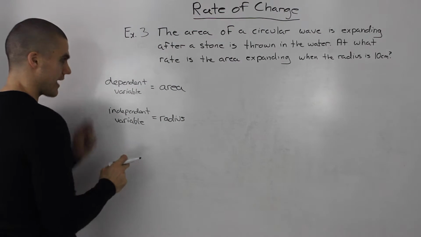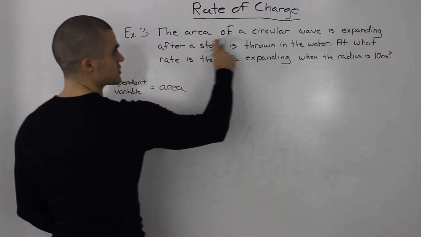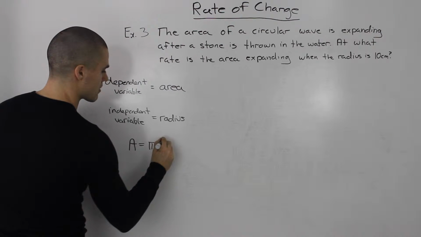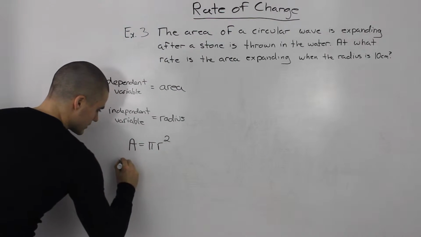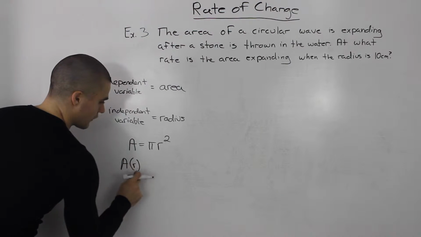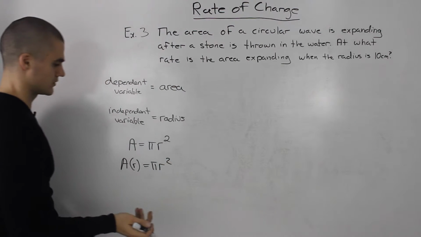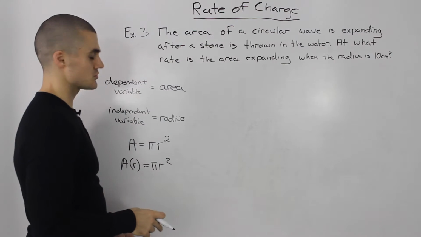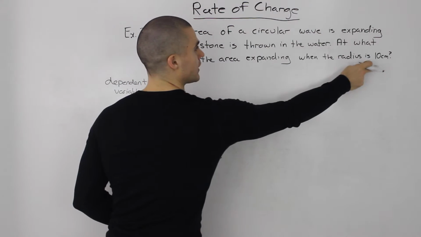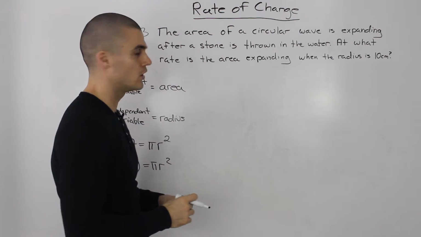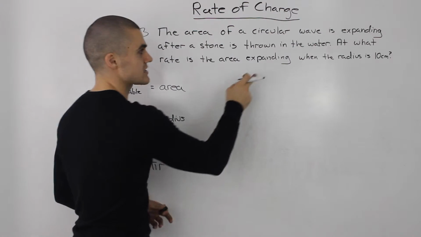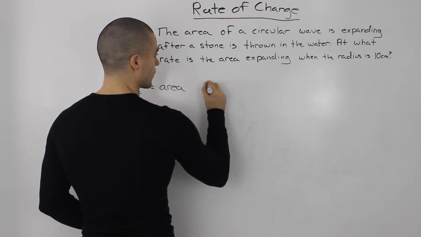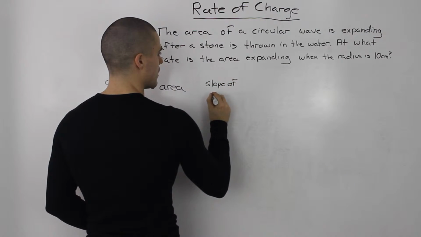Okay, so how can we make an equation for the area in terms of the radius? Well, since we're dealing with a circular wave, we know that the area of a circle is equal to pi r squared. Okay, and we can maybe rewrite this as A, the function of A in terms of r, is equal to pi r squared. Okay? So they're asking at what rate is the area expanding when the radius is 10 centimeters. So since they're asking for the rate at a specific point in time when the radius is 10 centimeters, they're not asking for what's the rate between two different radiuses. They're asking for it at a radius. We know that we're dealing with instantaneous rate of change. So we're going to have to deal with the slope of a tangent.